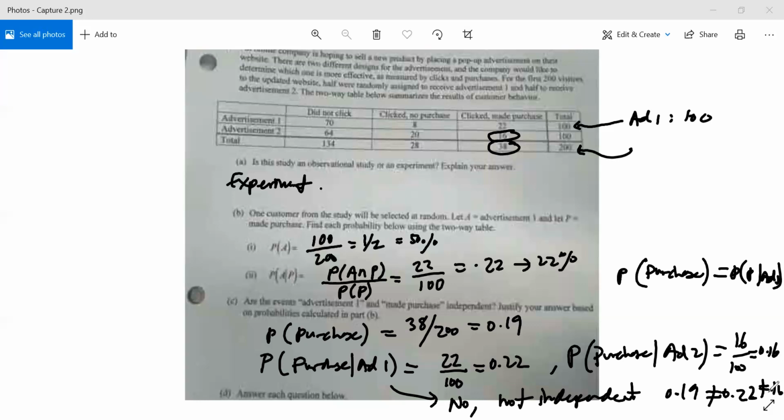So knowing which treatment the customer received changes the probability they purchase. They're dependent events, so they're not independent. So I guess that's it. And I don't see what the question in part D is, so I'm only able to answer these three questions for this problem.